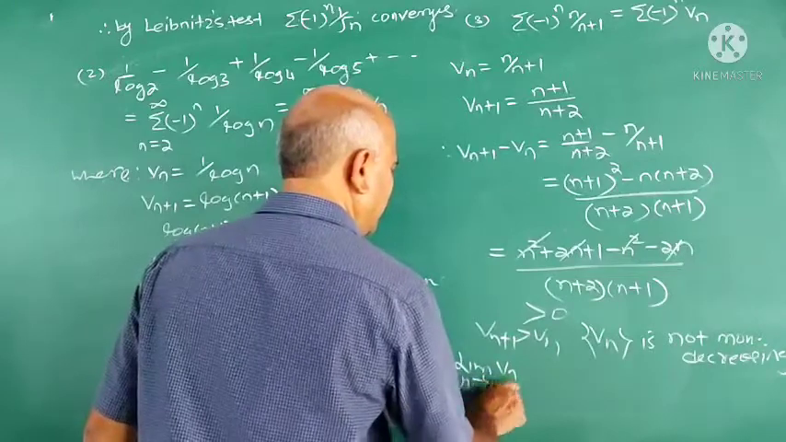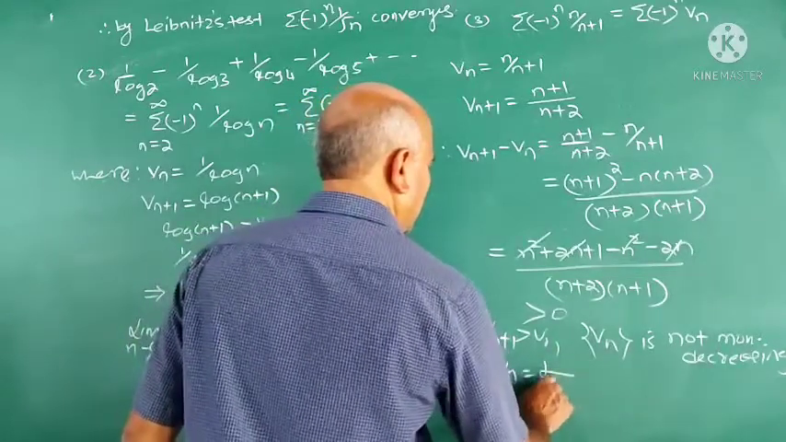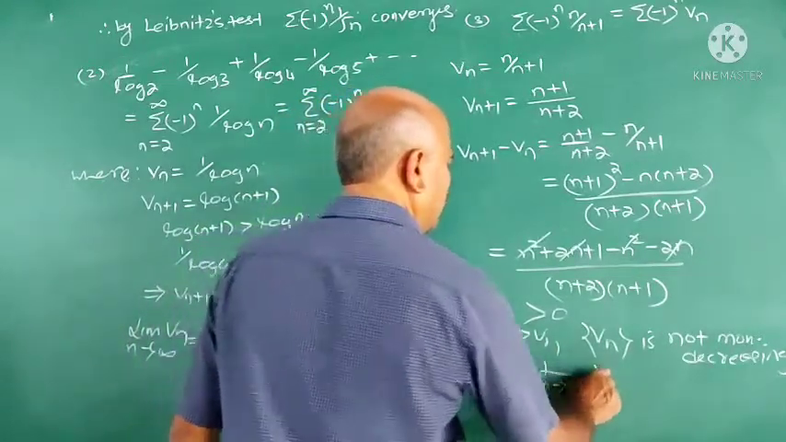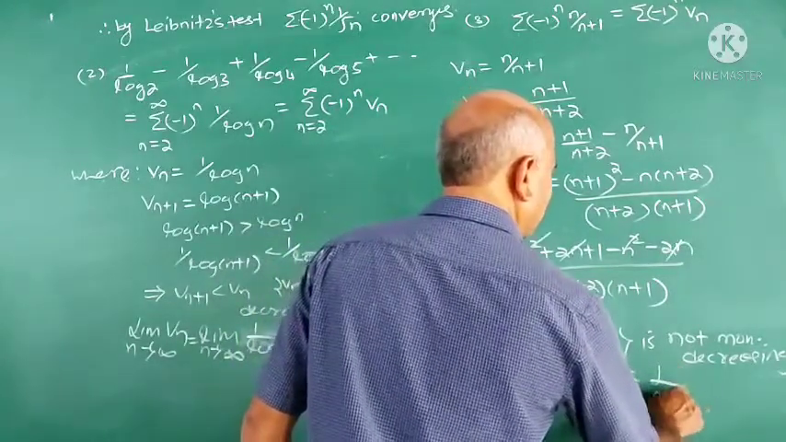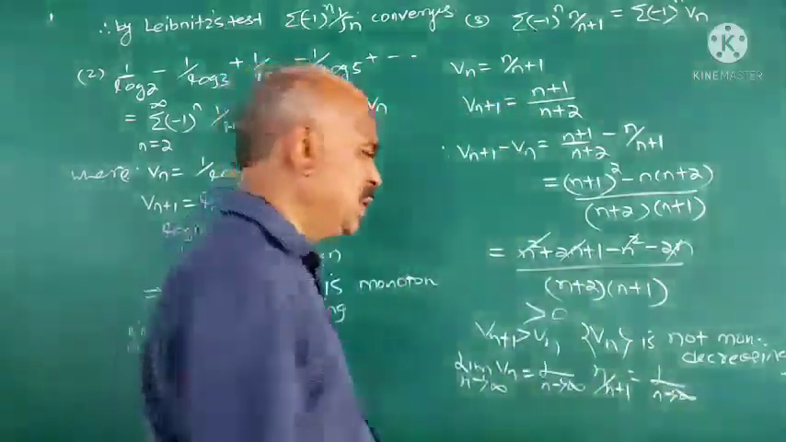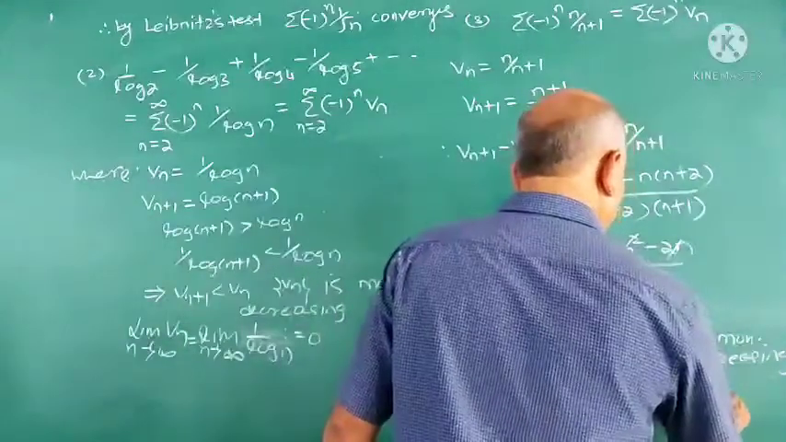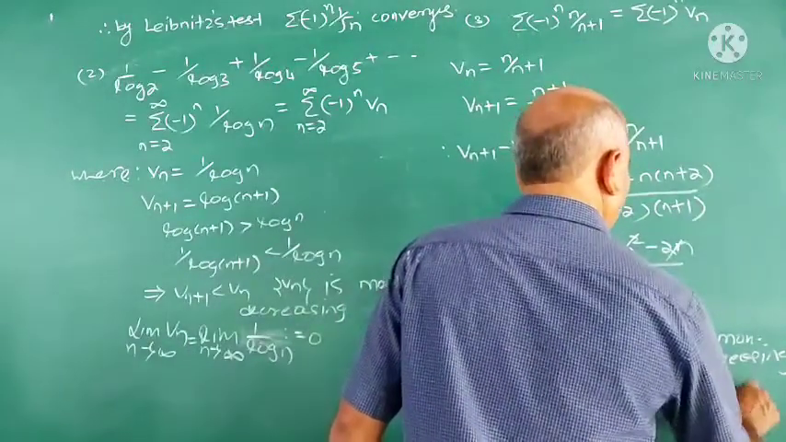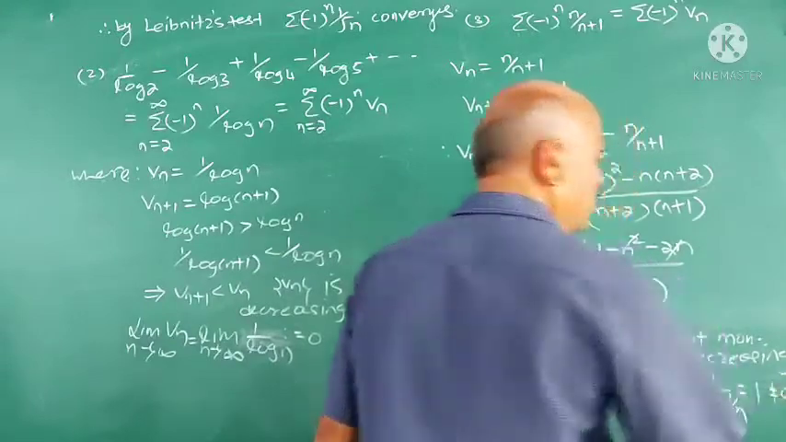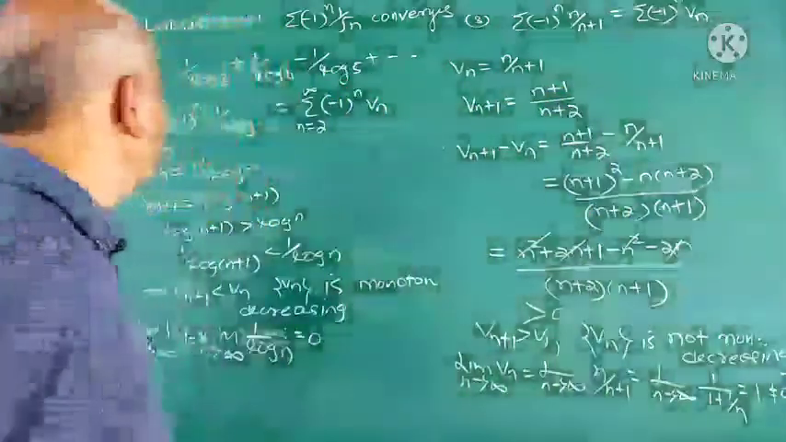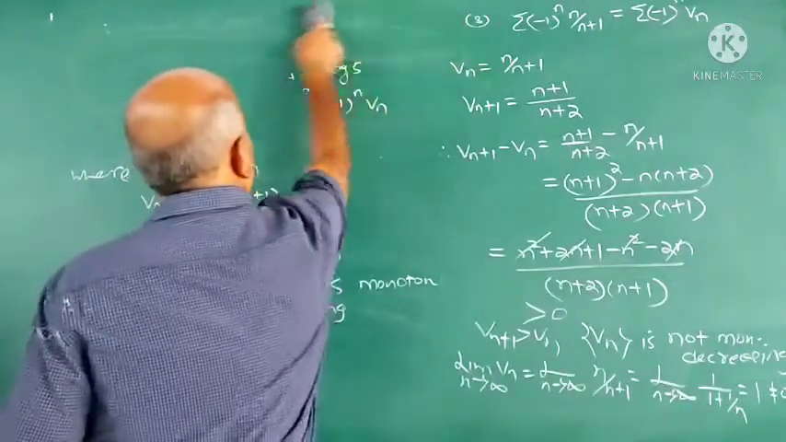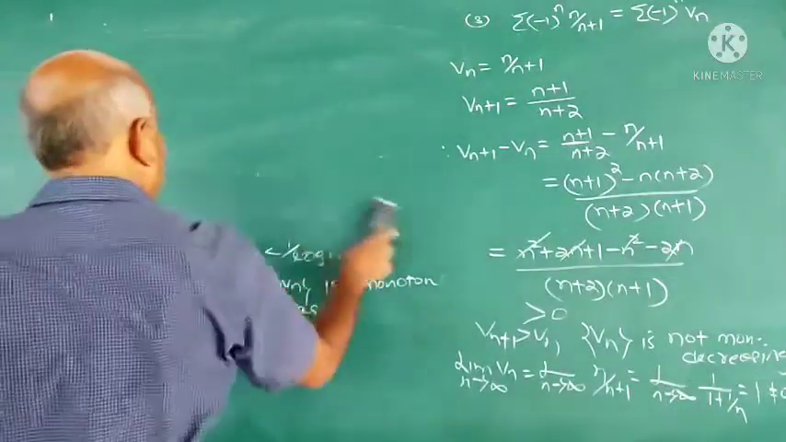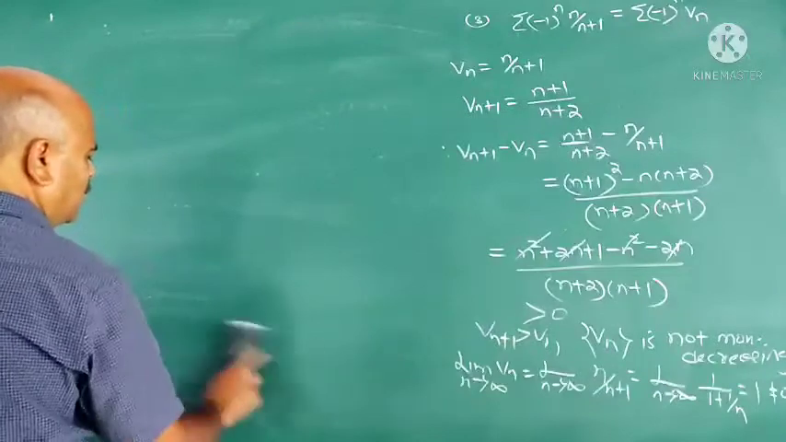n tends to infinity is limit n tends to infinity of n by n plus 1. It is limit n tends to infinity of 1 divided by 1 plus 1 upon n, which is 1, not equal to 0. So this doesn't converge. This series, alternating series, does not converge.